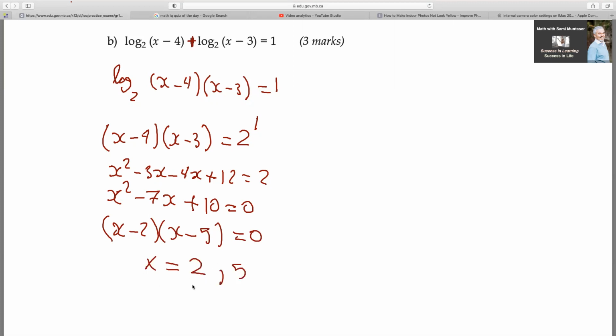We cannot accept these answers before we test them in the original function. So if we take 2 right here, 2 minus 4 is negative 2. Just know that you cannot log a negative number. You cannot log 0 or a negative number. So this has to be rejected. The 5 works here, so this becomes 1, and this becomes 2. So the 5 works in both logs here. So 5 is your right answer. So x equals 5.